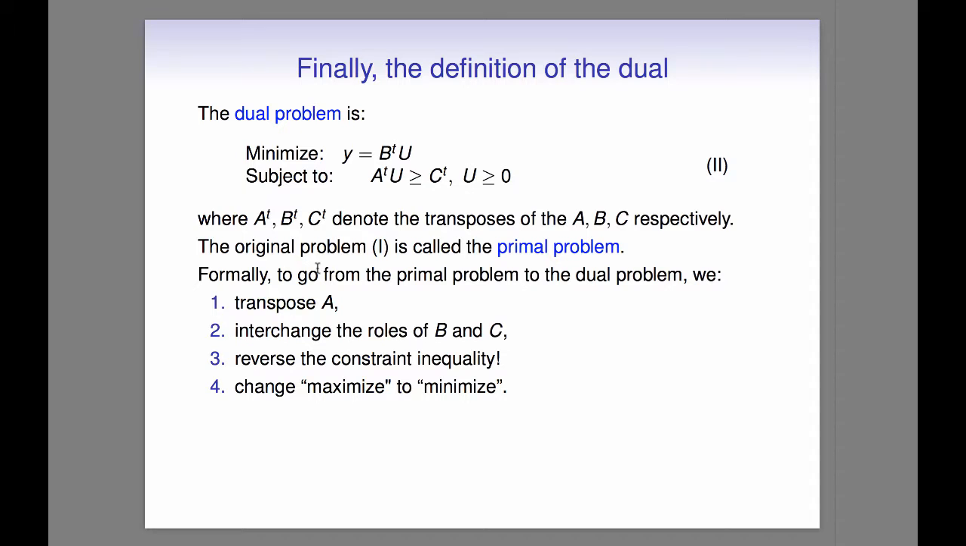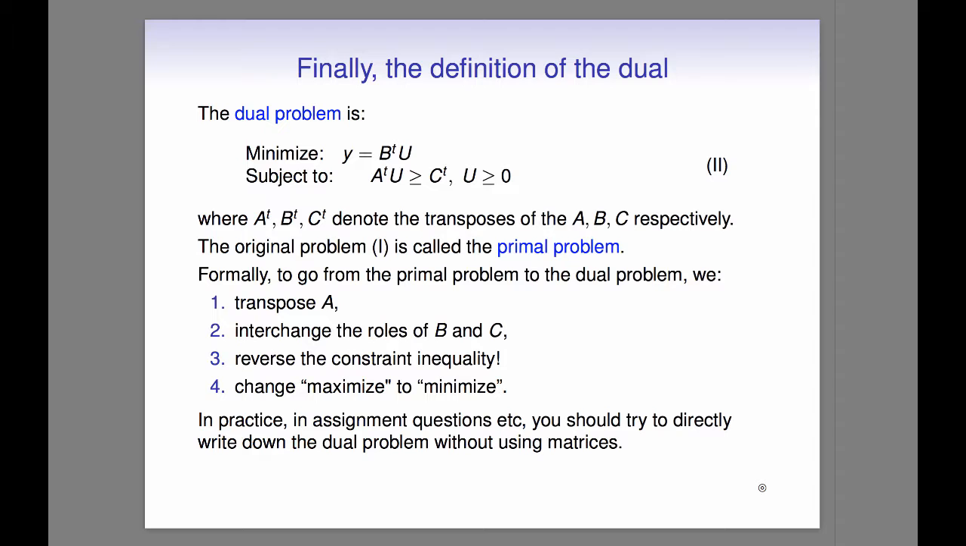So you can see the process you go through is you can write down the system in matrix form, you transpose the matrix, you interchange the roles of B and C, you reverse the constraint. You see now here that the constraint is greater than or equal to, and the problem is minimized. So you change maximize to minimize.